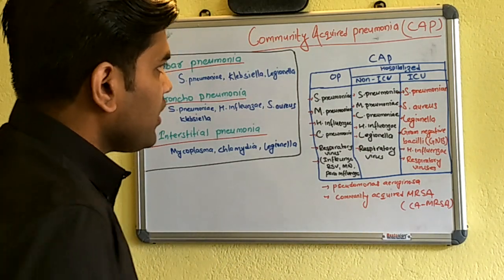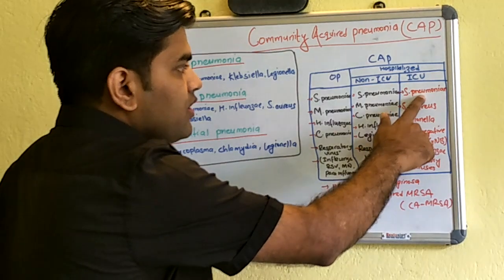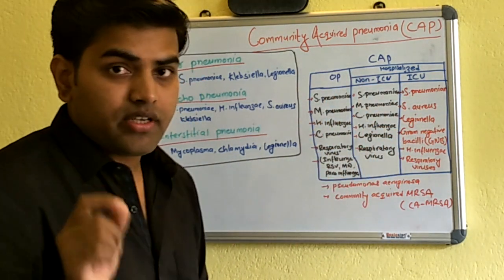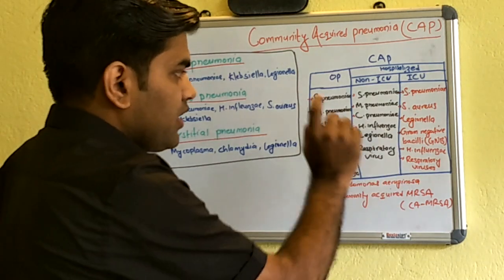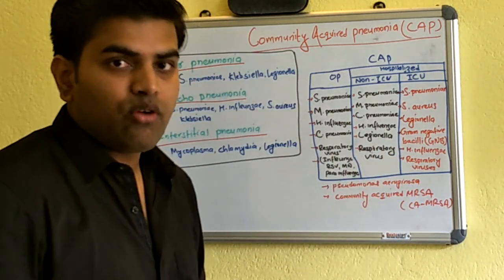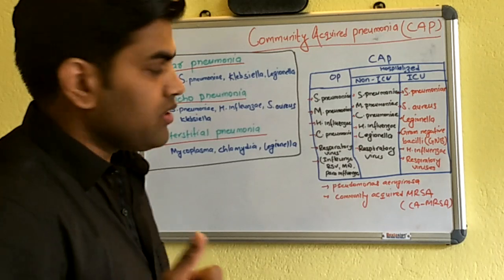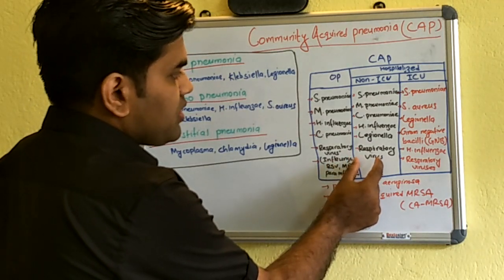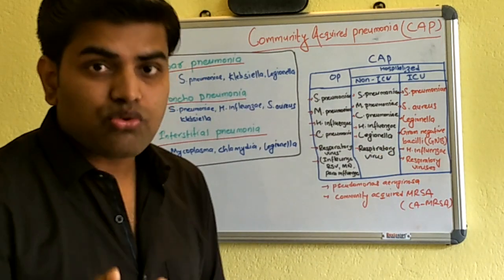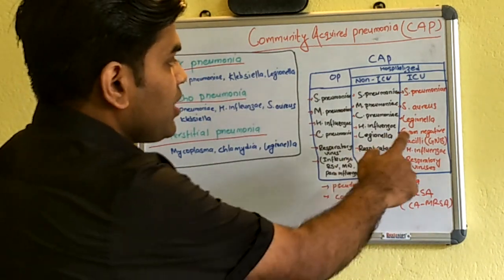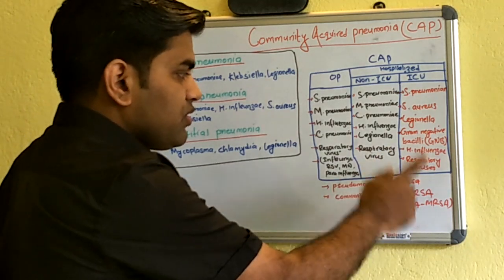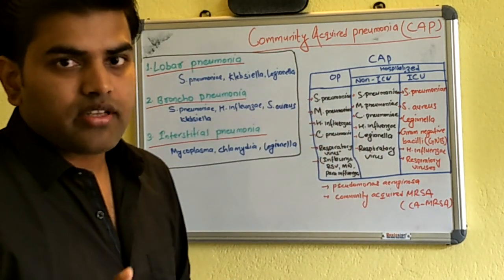In ICU patients there will again be Streptococcus pneumoniae, then Staph aureus should be considered in ICU patients. Legionella again the same. Gram-negative bacilli now come into action. We cannot see them in OPD patients and non-ICU patients, but in ICU patients gram-negative bacilli also come in. Others are Haemophilus influenzae and the respiratory viruses. That is all.